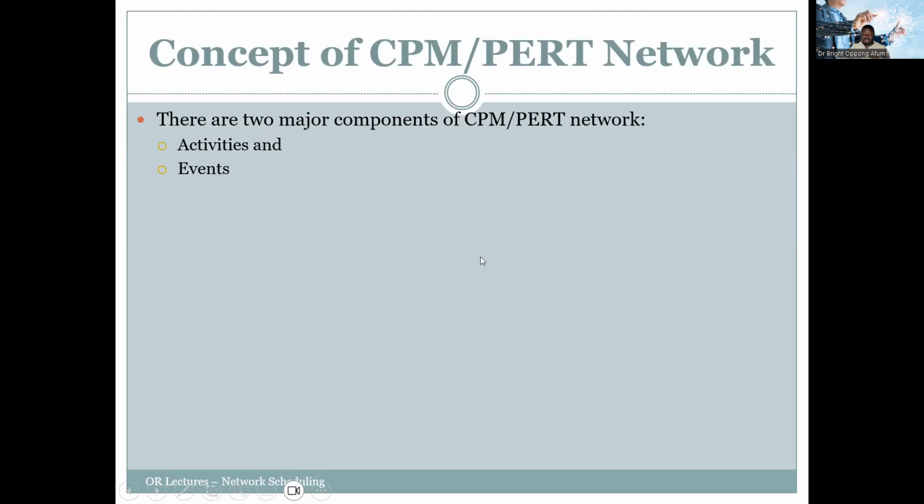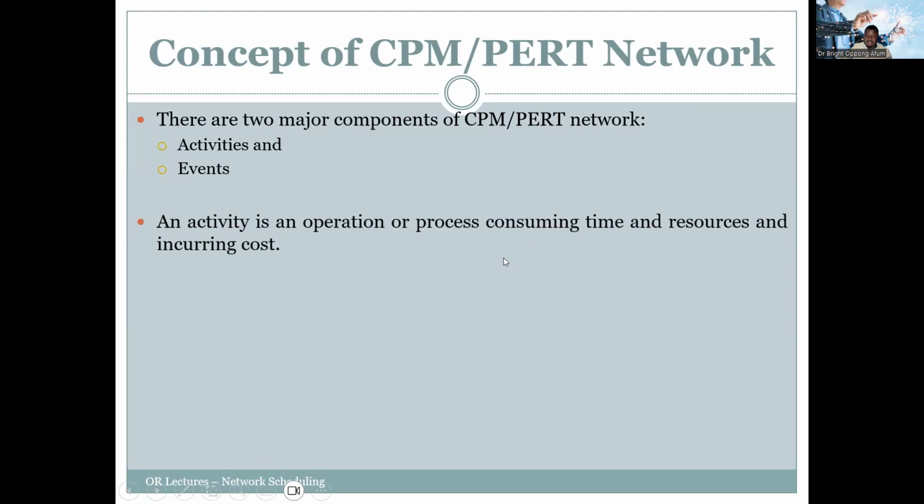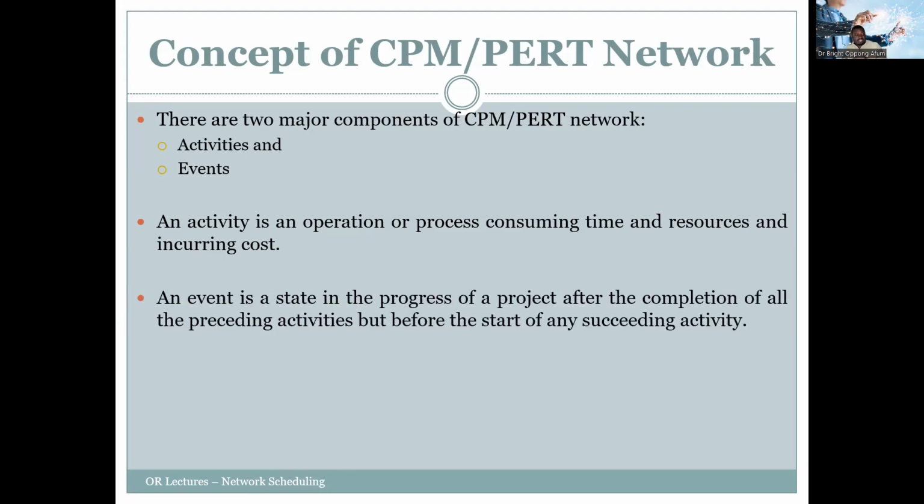So what are the concepts? There are two major components of CPM and PERT network: activities and events. An activity is an operation or process consuming time and resources, and usually comes with costs, right? However, an event is a state. It's a state in the progress of a project after the completion of all the preceding activities, but before the start of any succeeding activity.